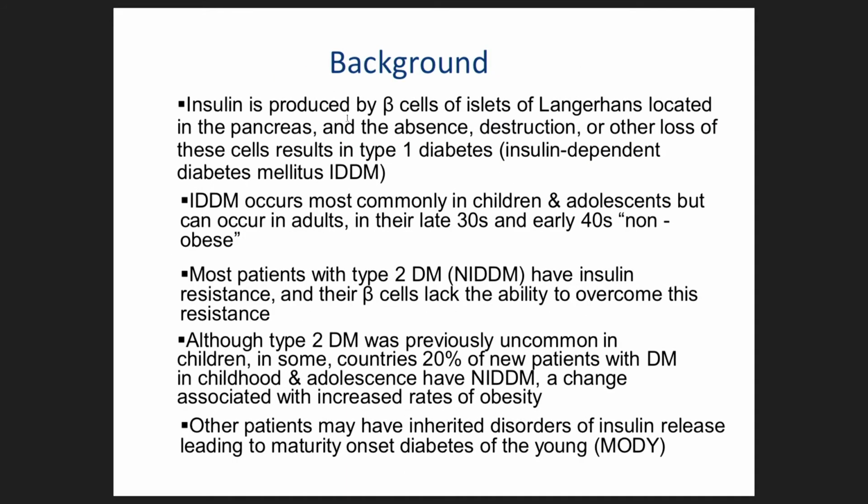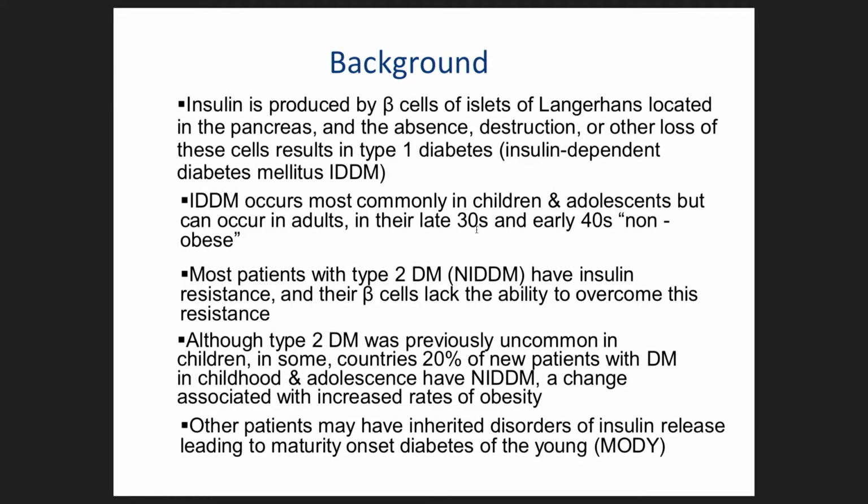Insulin is produced by beta cells of the islets of Langerhans, present in the pancreas. In type 1, there is a destruction of these beta cells. That's why the other name of type 1 diabetes is insulin-dependent diabetes mellitus, IDDM. IDDM occurs most commonly in children and adolescents, but can occur in adults. So not only children with diabetes have type 1, adults can have type 1, provided they are thin.